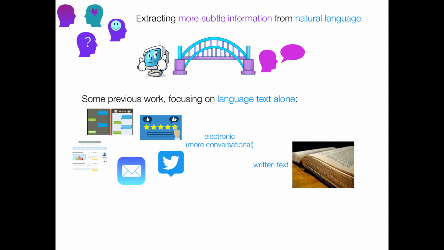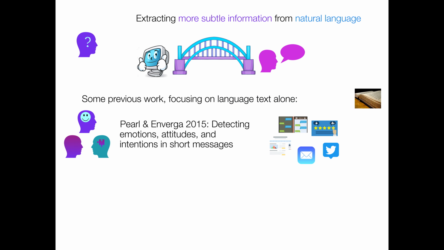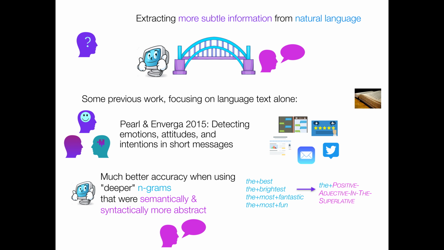And some of my previous work has been focusing on language text alone, so more electronic communication, more conversational, or written text, which is maybe a little bit more formal. And so just as an example of this, a project from 2015 was detecting emotions, attitudes, and intentions in short messages, like short posts of different types. And we got much better accuracy when using quote-unquote deeper n-grams. So you can see here an n-gram is just, in this case, a sequence of words, n words, right? So the best, the brightest, the most fantastic, the most fun, these are n-grams.